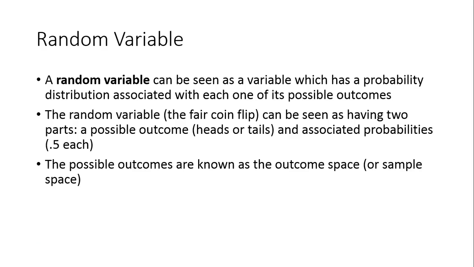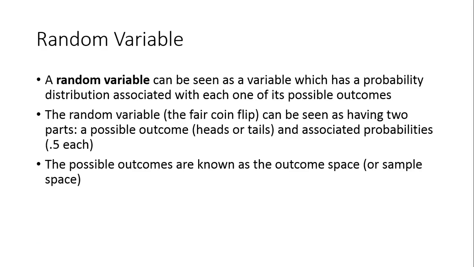The next thing I'm going to talk about is called a random variable. A random variable can be seen as a variable which has a probability distribution associated with each one of its possible outcomes. So the coin flip, as a random variable, can be seen as having two parts: a possible outcome, heads or tails, and associated probabilities, 0.5 on each. The possible outcomes are known as the outcome space or the sample space.